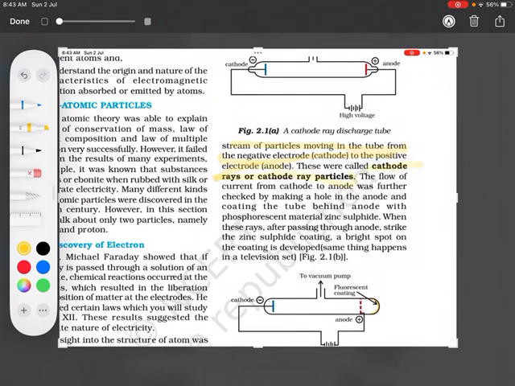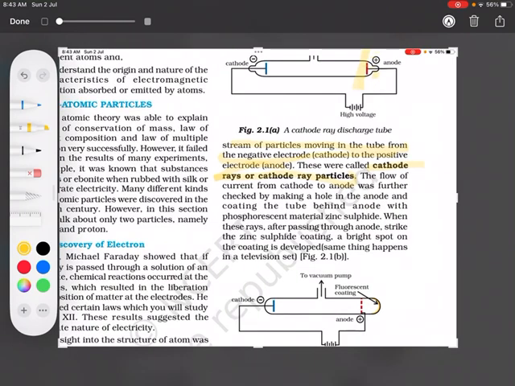The flow of current from the cathode to the anode was further checked by making a hole in the anode. We can check by applying some zinc sulfate. When these rays pass through the anode, they strike the zinc sulfate and make a bright spot like this. A very bright spot will come over the zinc coating.